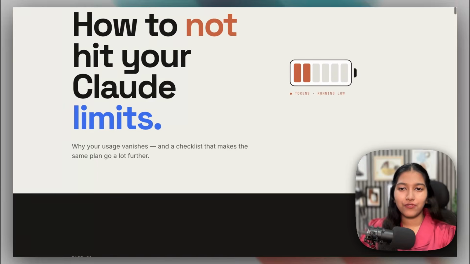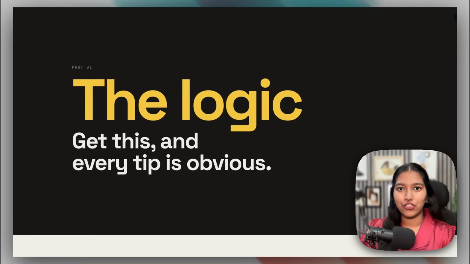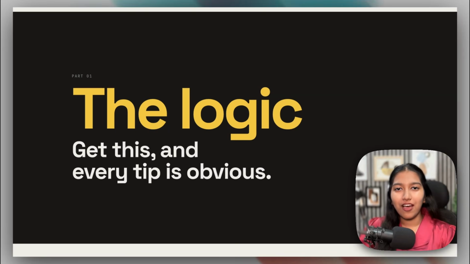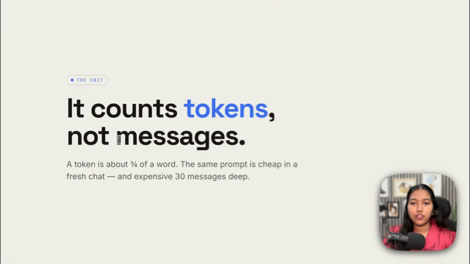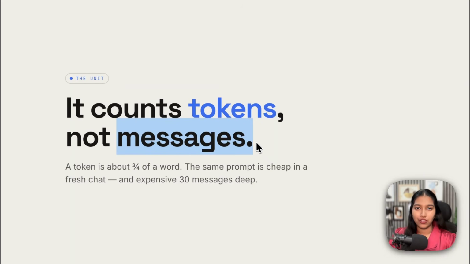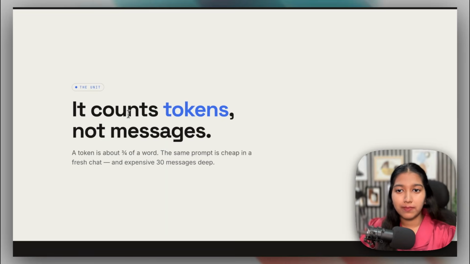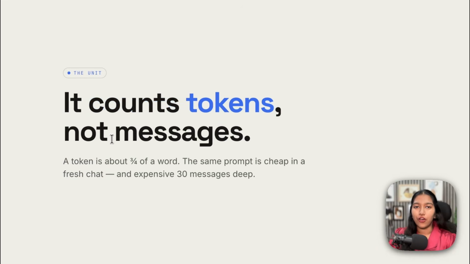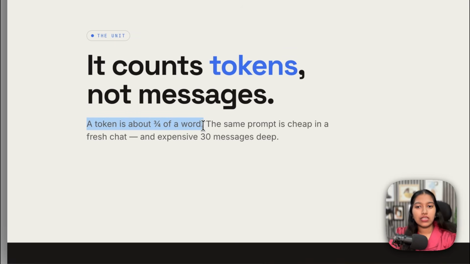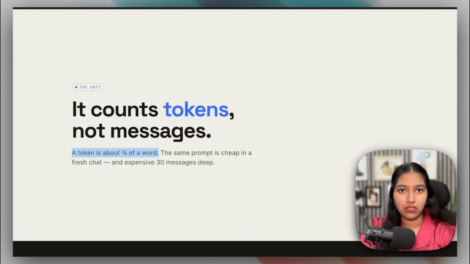Alright, so starting off, we're first going to understand the logic behind the usage. Because only after you understand what is happening under the hood will you be able to reverse engineer. So it's very important for you to understand that your messages are not contributing to the usage. Any AI model on this planet counts tokens and not messages. One token is about 3/4 of a word. Or you can understand it this way, that one token is equal to 4 English characters. So how many characters or letters you're using contributes directly to your usage.